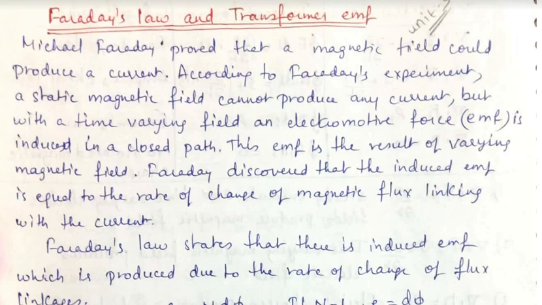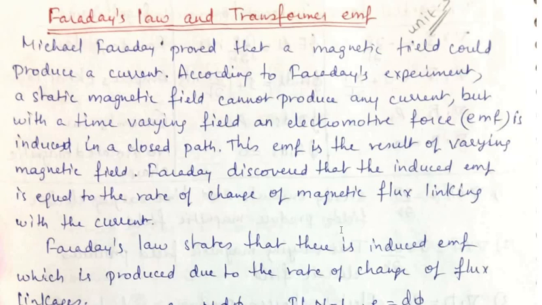So this is Faraday's law. According to Faraday's experiment, a static magnetic field cannot produce any current. But if there is a time varying magnetic field, it induces an electromotive force, that is, EMF is induced in a closed path. So this EMF is the result of the varying magnetic field.